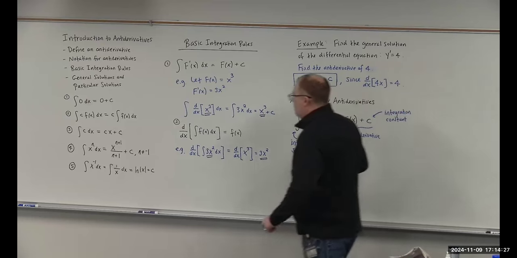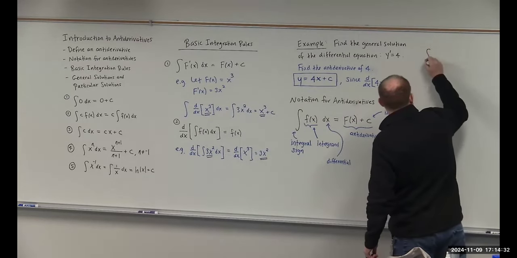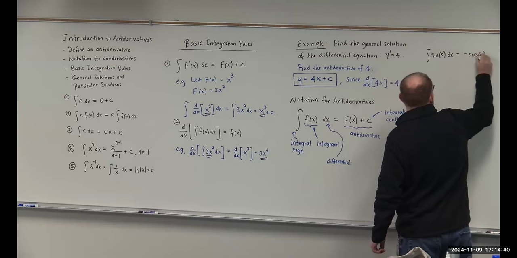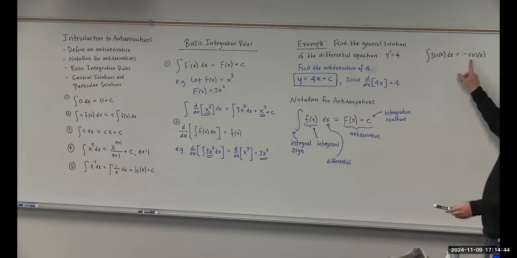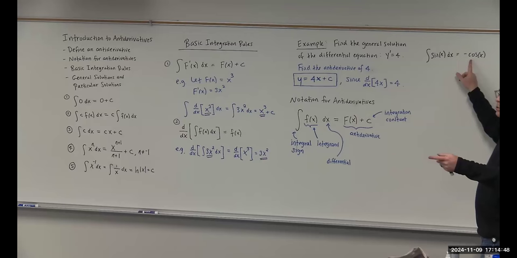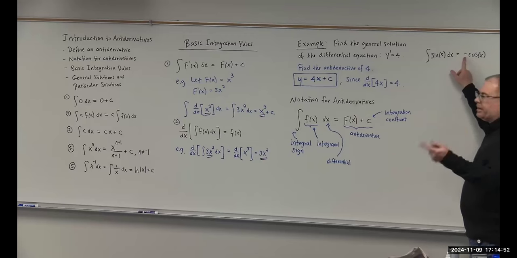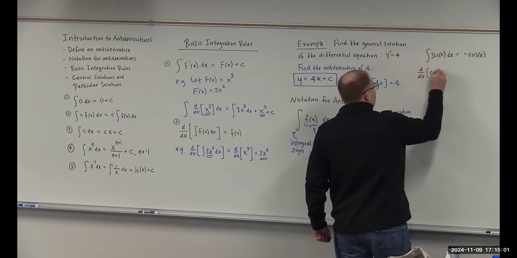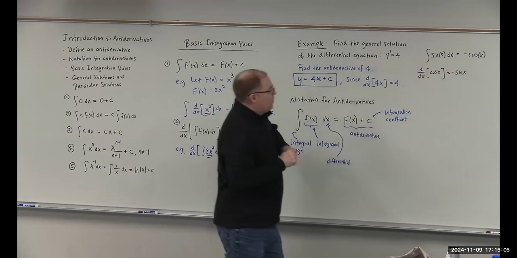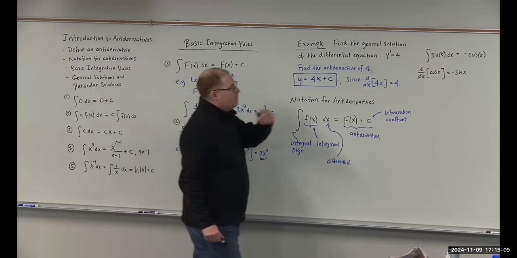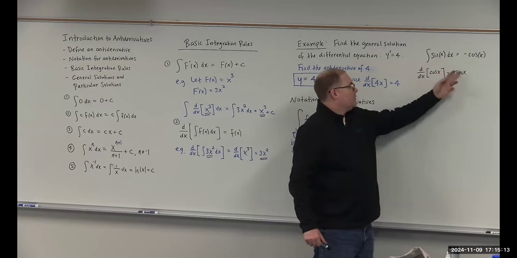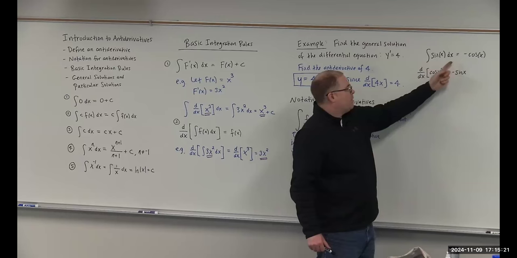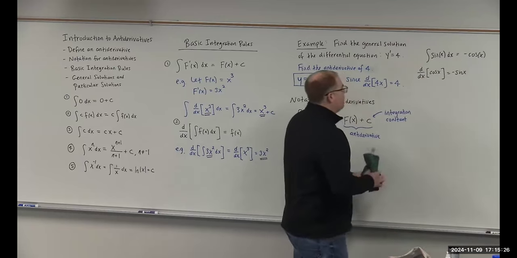So I'll write that here. Integral of sine of x is minus cosine x. The reason it's negative is because the derivative of cosine is negative sine x. So to undo the negative, we put the negative there. So we get negative times a negative, and that brings you back to positive sine x. All right.